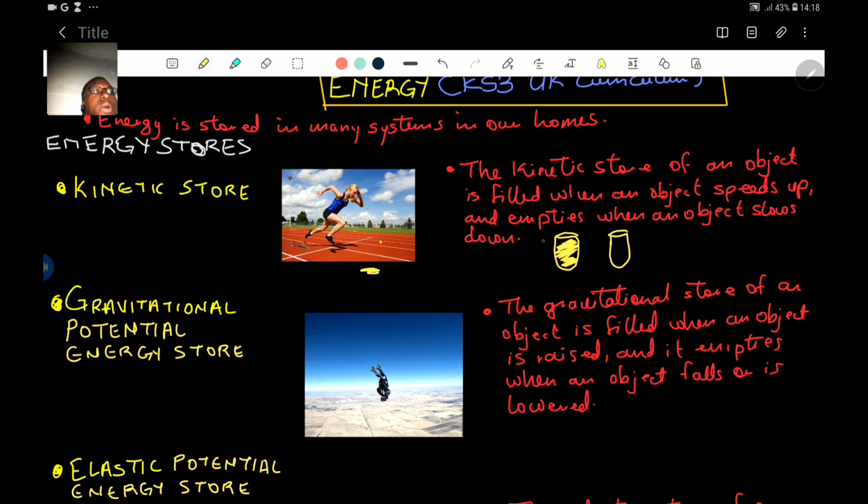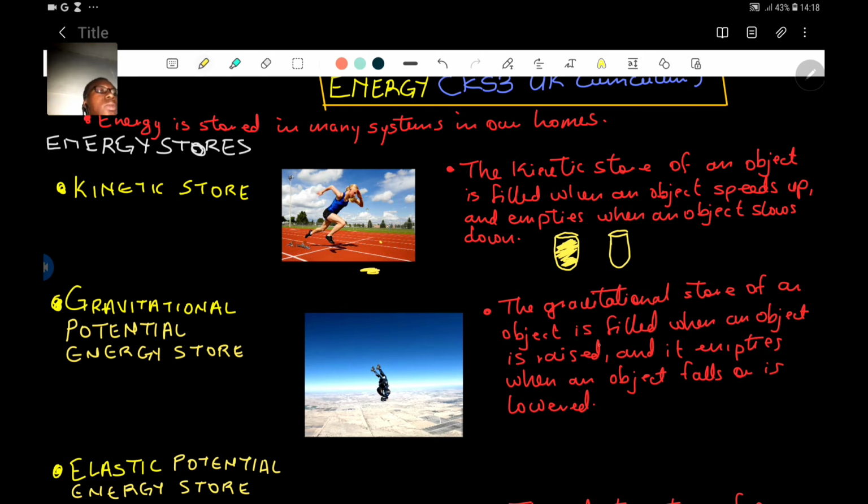That is basically what we are talking about, and this principle applies to the different kinds of energy store we're going to look at in this video. So when she speeds up, you have a fully filled energy store. When she slows down, you have an empty energy store. Then we have the gravitational potential energy store. Gravity deals with the fact that when you throw something up, it will definitely come down. It's a type of energy store that we have as well.